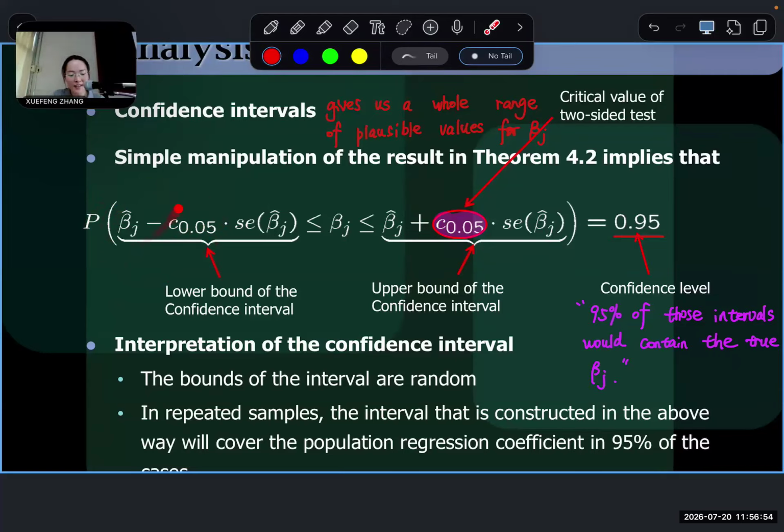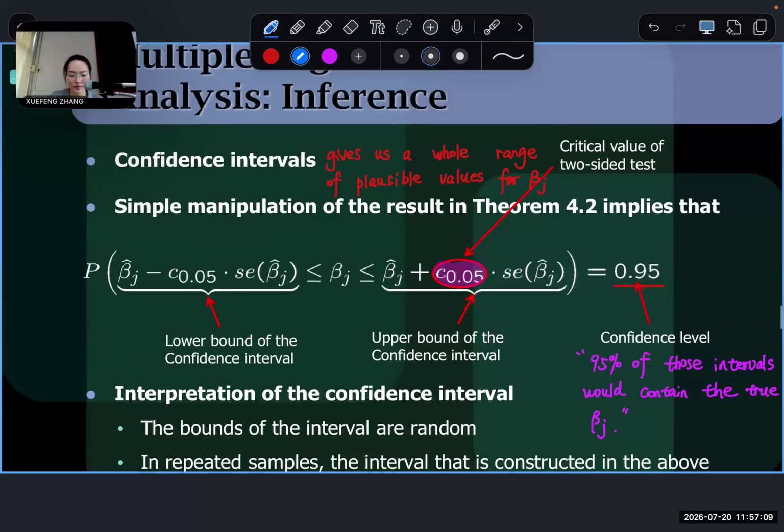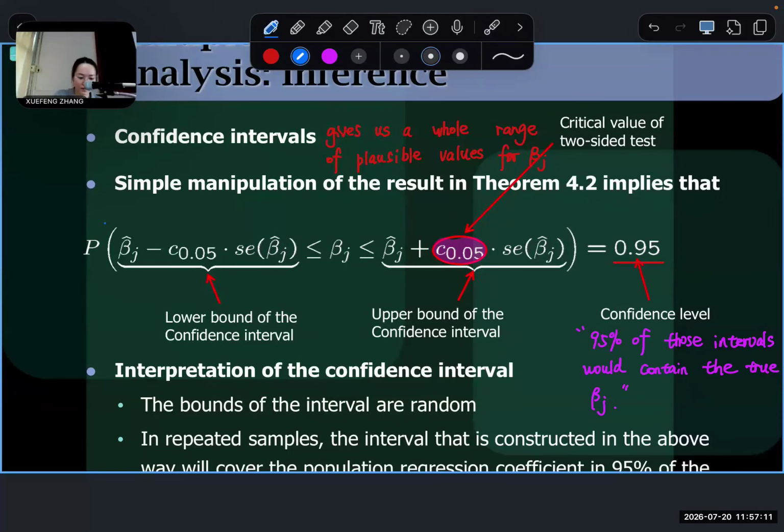Again, the confidence interval depends on your estimation, right? So it's random. The upper bound, lower bound, the bounds are random.